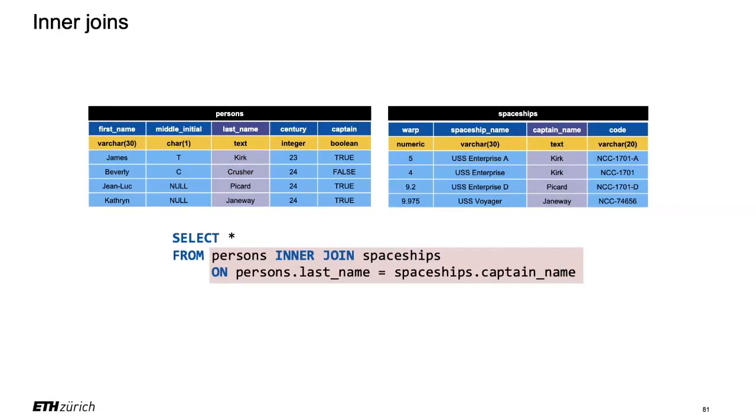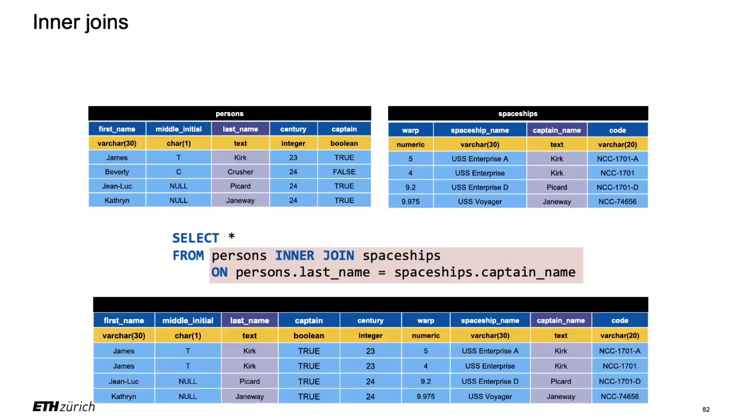Now, there's a few variations that I'm going to show you. We have what's called an inner join. An inner join means I'm going to match the last names with the captain names and get that. This is what I get in the end. Why inner join? It has to do with the nulls. In that case, I don't have any nulls, so I don't really care.